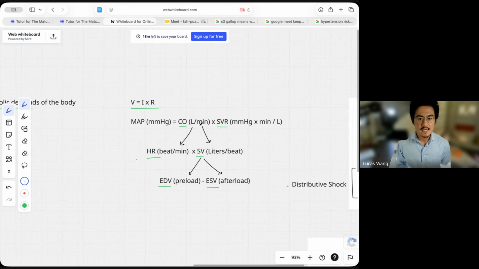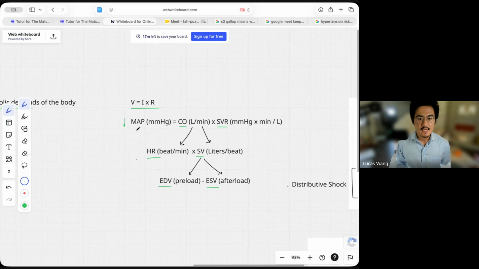So why do we talk about this equation? Well, it helps us track the changes to eventually understand why there's a fall in mean arterial pressure. Now, why do we care about a fall in mean arterial pressure? Well, with shock, at the risk of oversimplification, what causes it is basically a fall in pressure where you're not able to perfuse the tissues anymore.